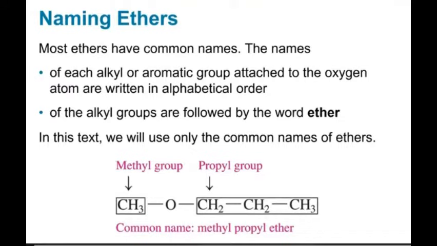What if you have an asymmetrical ether? You name one, methyl. Then you name the second carbon chain, which is propyl, and then they put them in alphabetical order. Okay, so you go methyl, propyl, ether. Does that make sense?